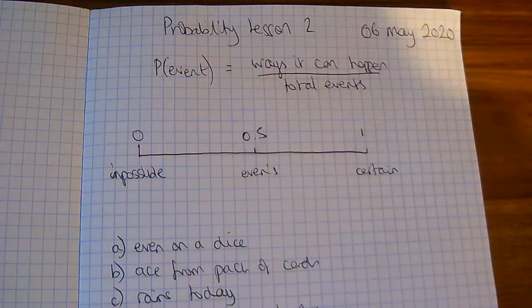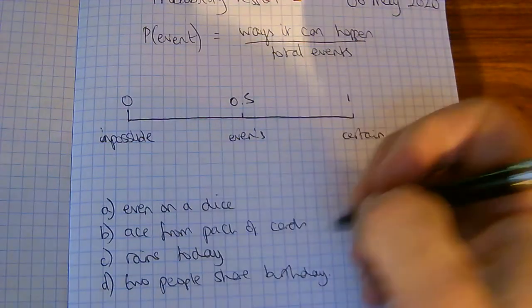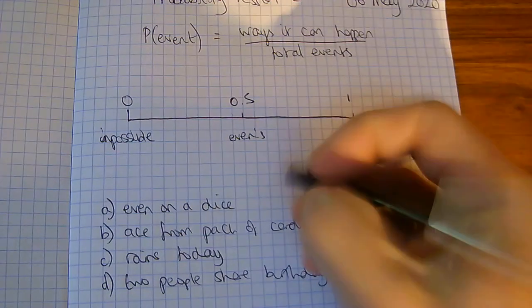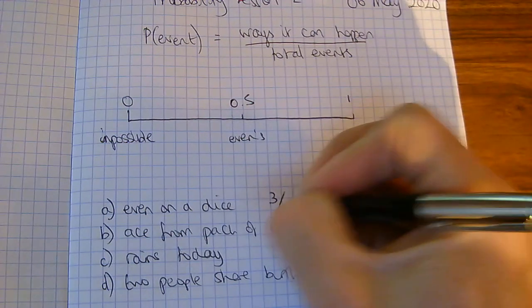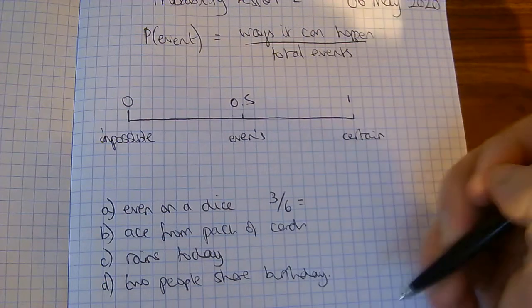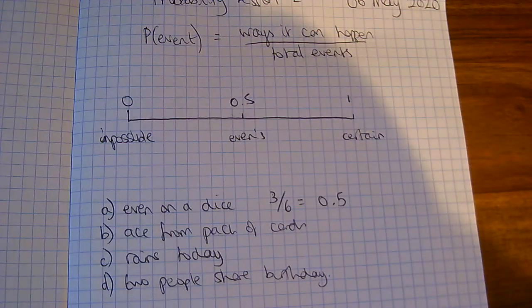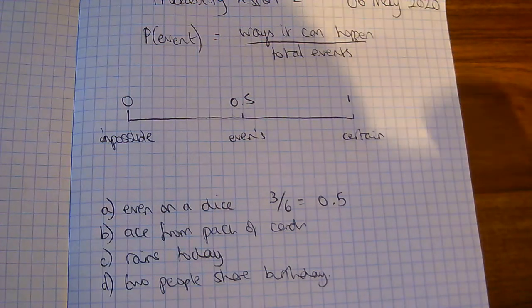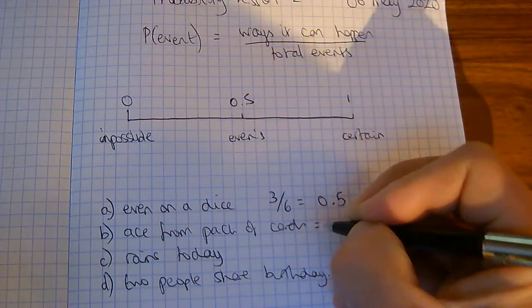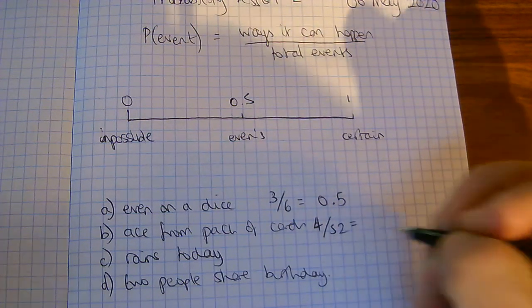Okay, so the easiest thing to do for some of these is to write down the different probabilities we have. Well, even on a dice, we could have a 2, a 4 or a 6, so there's 3 different ways out of 6, and I'm going to do numerator divided by denominator to give myself a decimal. Makes life a little bit easier for us. My next one, I've got the ace from a pack of cards.